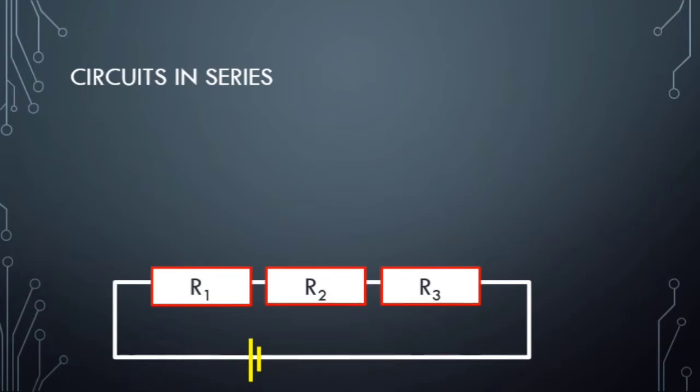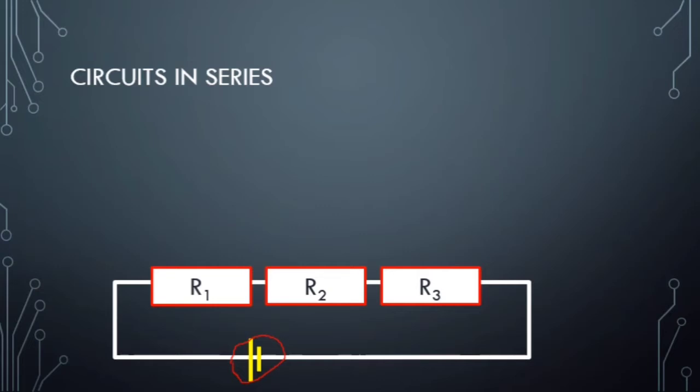All right, so let's do a quick review over circuits in series. Here we have a circuit. That little yellow part right here is your battery or your power source. That usually gives you the voltage that is running through the circuit. And these three are resistors, R1, R2, and R3.